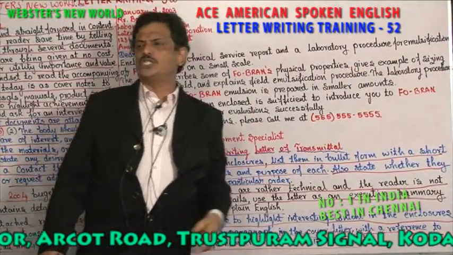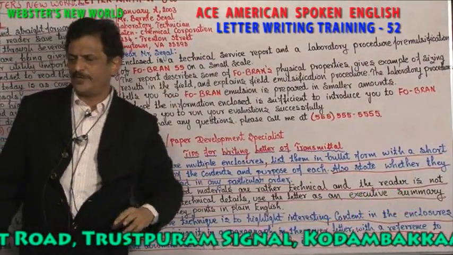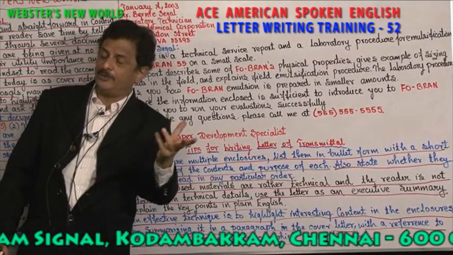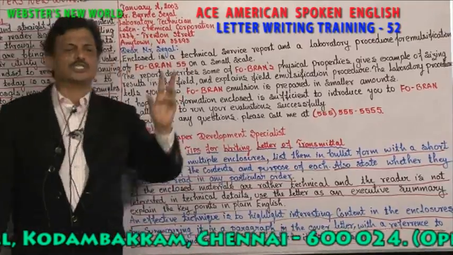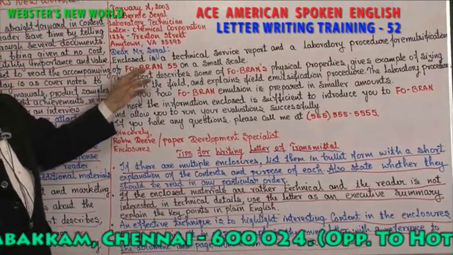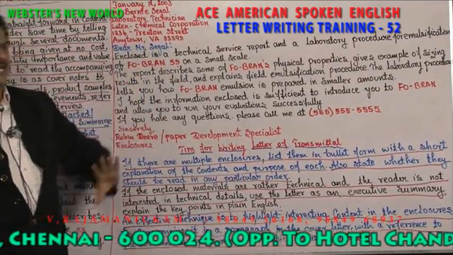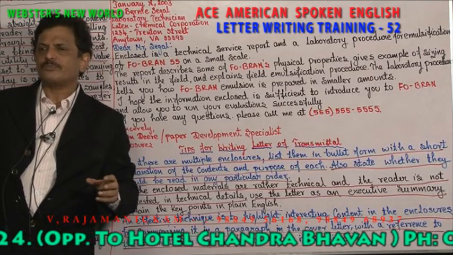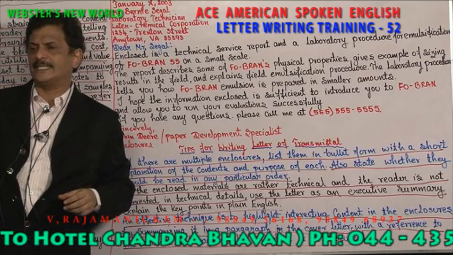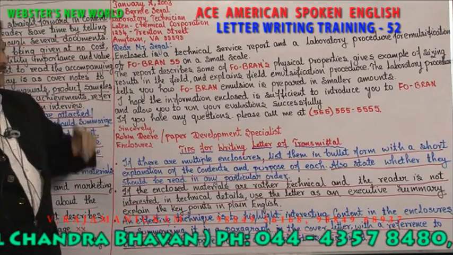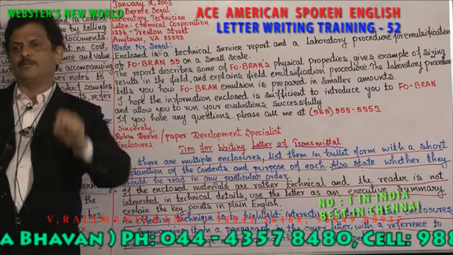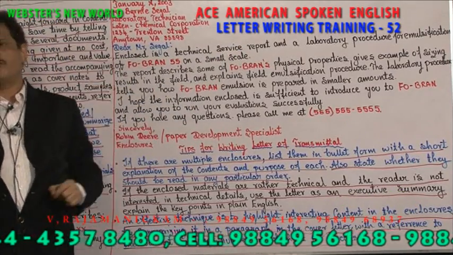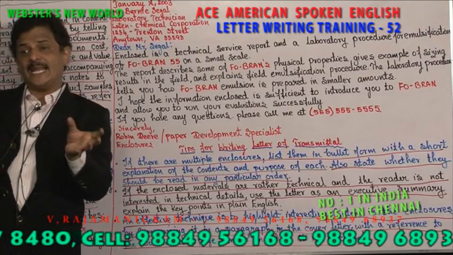What do you mean by emulsification? Some liquids added with oil, added with mercury. The process is called emulsification of 4-bran-55 on a small scale. So, this is a technical thing which is attached with the covering letter. In the covering letter, this gentleman says there is a technical report about the process of emulsification of 4-bran. So, technicalities are attached.